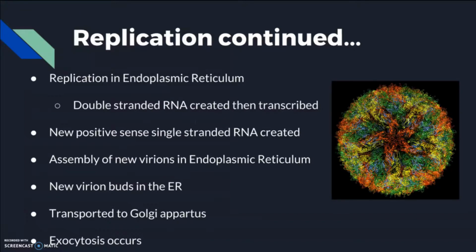Once the proteins have been formed, replication will take place in cytoplasmic factories within the endoplasmic reticulum of the host cell. This is where the creation of double-stranded RNA occurs. The double-stranded RNA is then transcribed or replicated, which results in new positive-sense single-stranded RNA molecules. From there, assembly of the final virion products are completed and bud in the endoplasmic reticulum. Once the final virions are created, they are transported to the Golgi apparatus and then released from the host cell through exocytosis, where they can go find other host cells to infect within the organism.